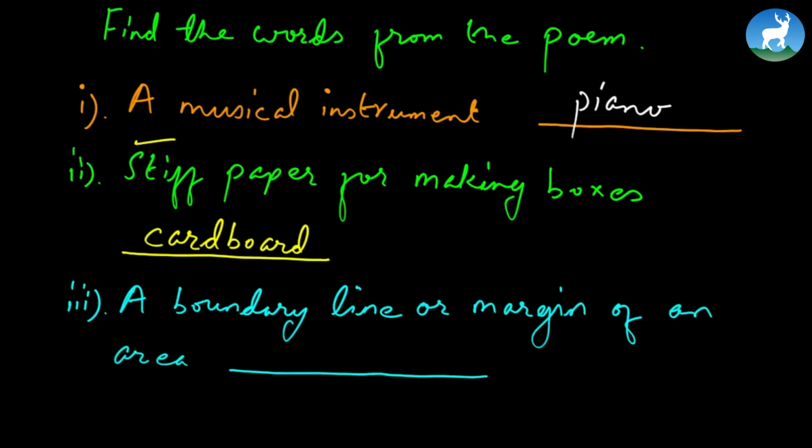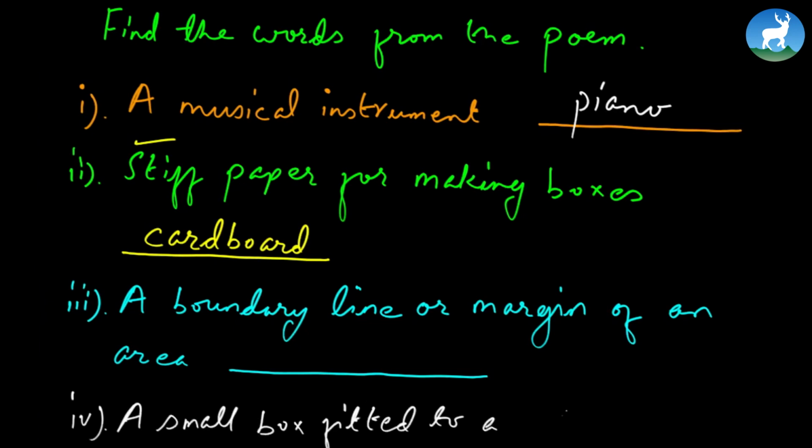Read the poem, sure you'll get the answer. Okay. Finally, number 4. A small box fitted to a table. What do you call it? In what way has the poem described this particular thing here? A small box fitted to a table.